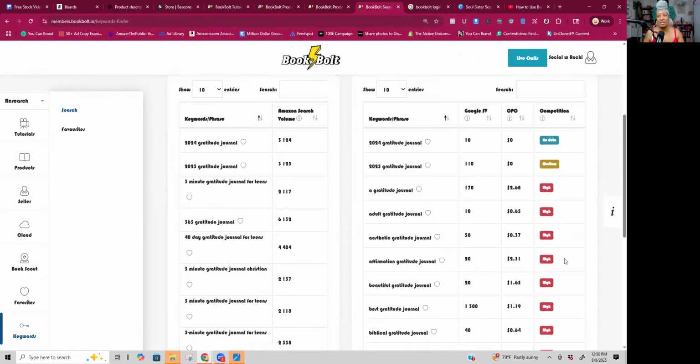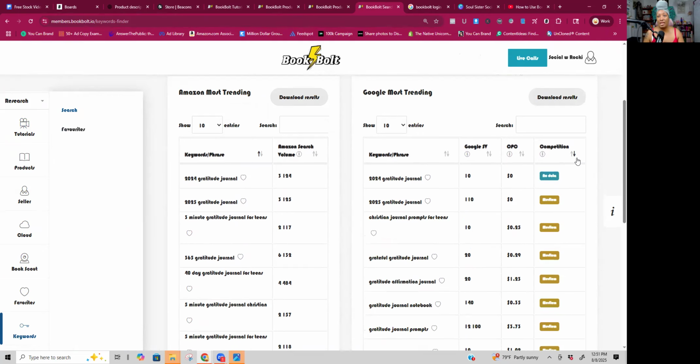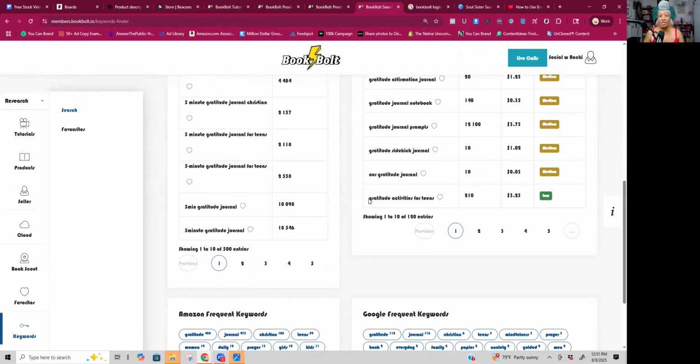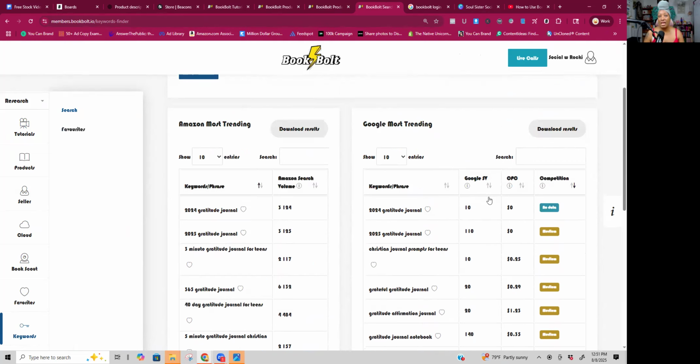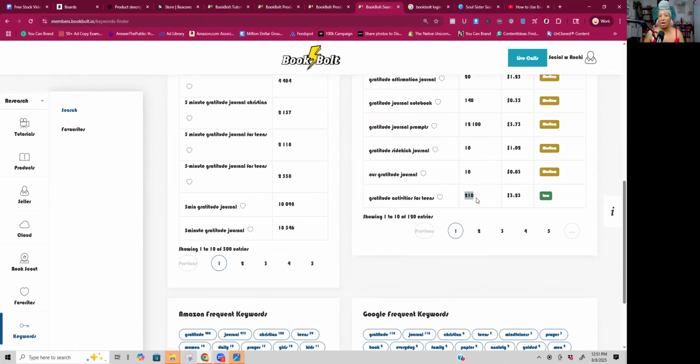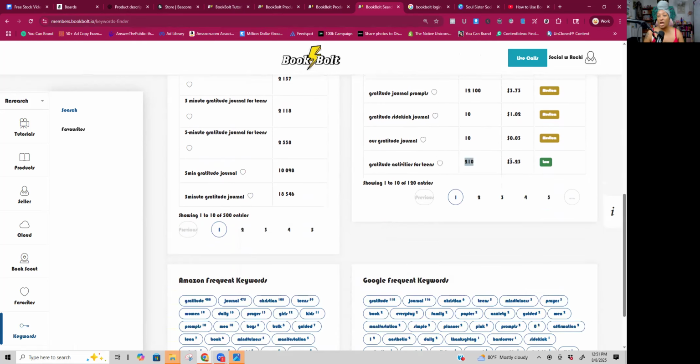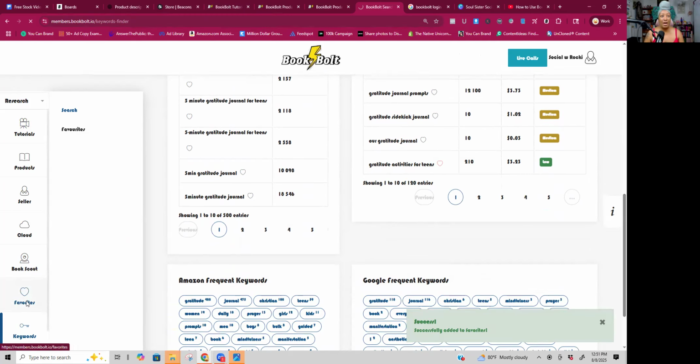So here you can see what is available as well, okay, in competition. If I shuffle it around, I see there's medium competition, medium competition. This one's low competition. Gratitude activities for teens might be a good topic for me to have. It has over 210 monthly search volume, and the cost per click if you're running ads is $3.23, but it's low, which means this is probably a good topic for you to have. So I would favorite this, and then I will see it pop up in my favorites.